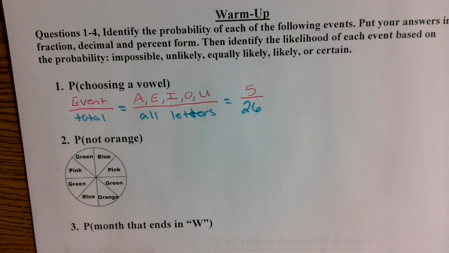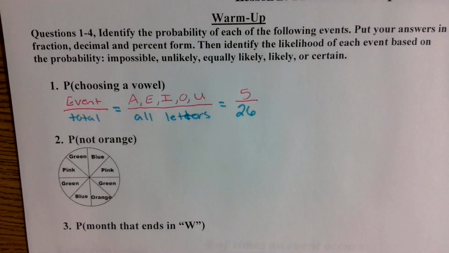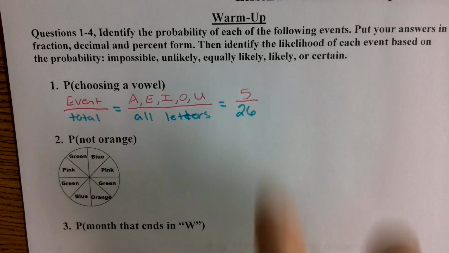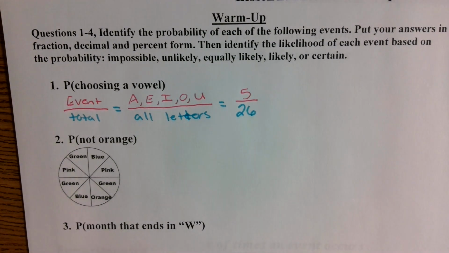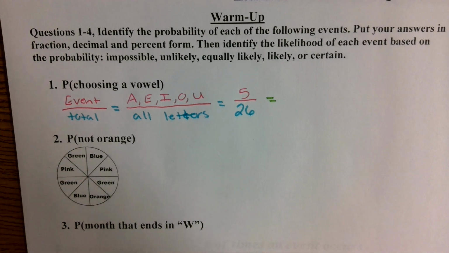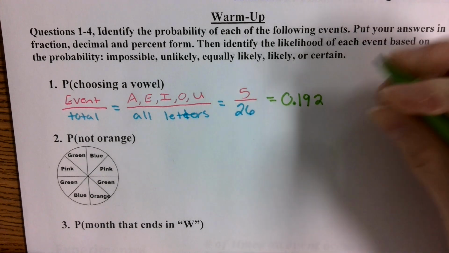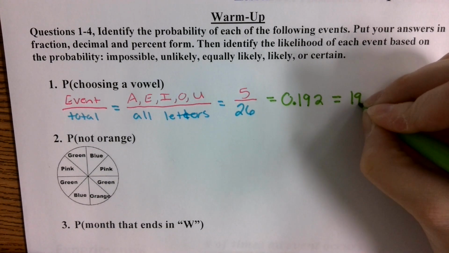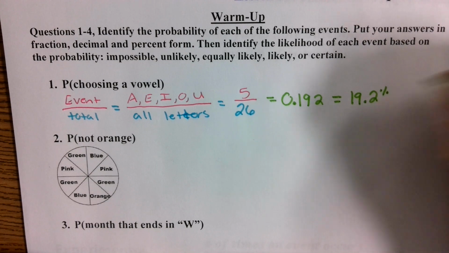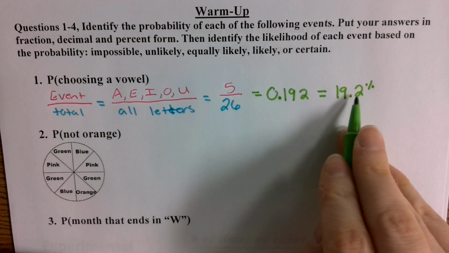There's our fraction. Now remember, to convert a fraction into a decimal, all we have to do is take 5 and divide it by 26. And we're going to go ahead and round it to the nearest thousandth. And that's going to come out to 0.192, which is going to come out to 19.2%. So here's our fraction, here's our decimal, here's our percentage.